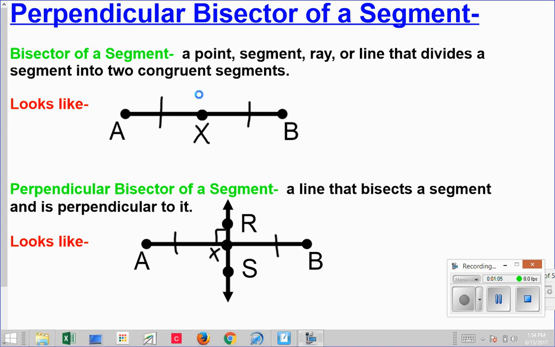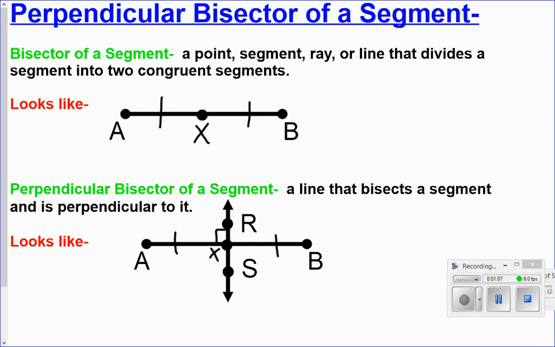So I could also have line segment YZ being the bisector. So it's a line segment that bisects that line segment, or in other words, that cuts the line segment into two congruent segments. So now segment AX is congruent to segment XB.